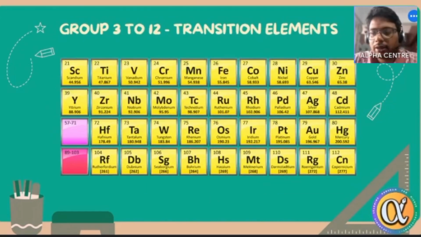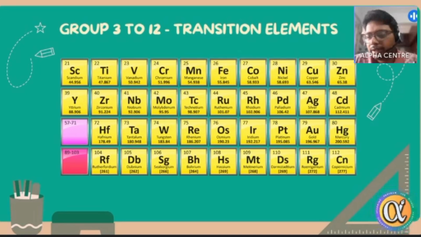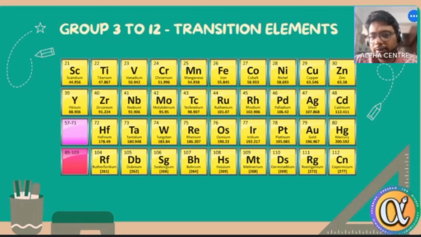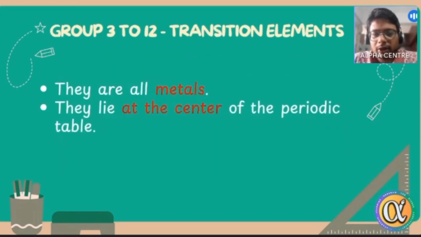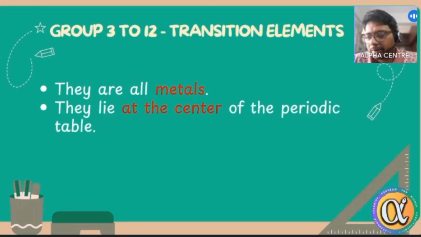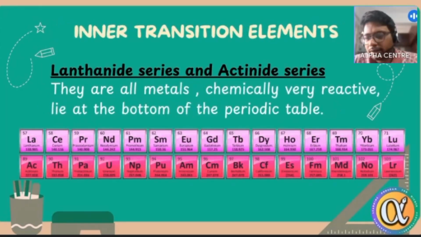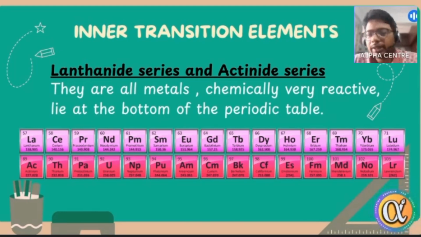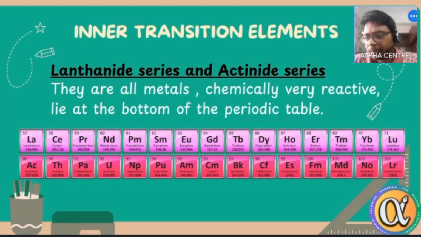Okay, in the middle of the periodic table, you have seen a group called transition metals. Transition metals are in the four long periods. The first three periods don't have transition metals; it is the last four periods which have them. These are all metals. They lie at the center of the periodic table. There are two rows written right below the periodic table. These elements are known as inner transition metals. They are all metals, chemically very reactive, and lie at the bottom of the periodic table.